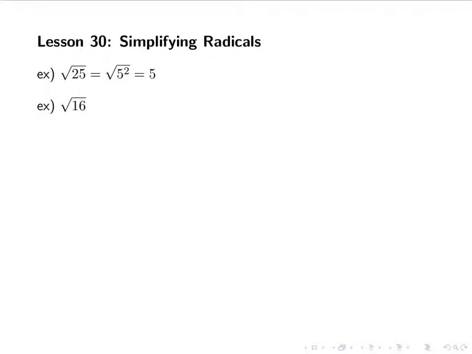So as another example, the square root of 16. I can rewrite 16 as 4 squared. So I have the square root of 4 squared. Again, they cancel, and I'm left with 4.